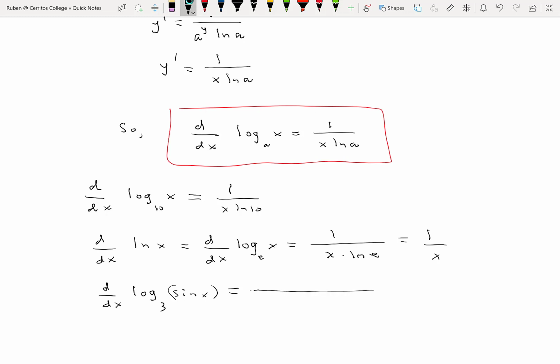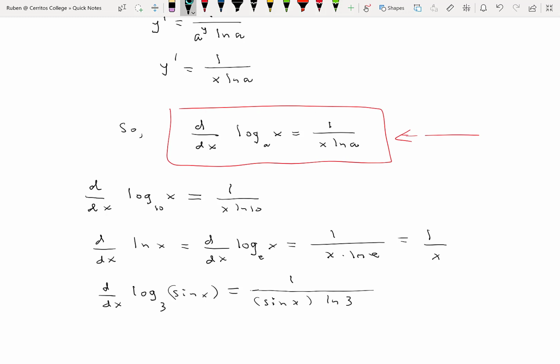We have a composition of two functions, log base 3 and sine. So by our formula, derivative log base a is 1 over x. Well, we don't have x, we have sine x. So the chain rule says to take the derivative of the outside function, log base 3, but you evaluate it at the inside function. And then you multiply that by the formula that I'm putting a little red arrow on above, by the natural log of the base.